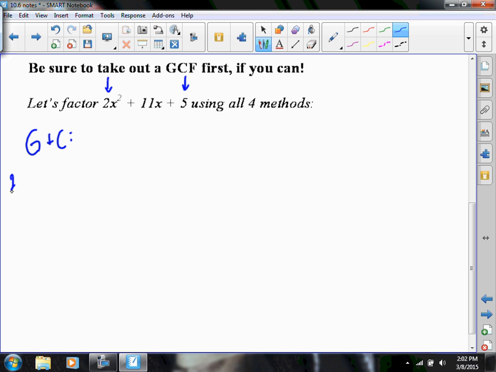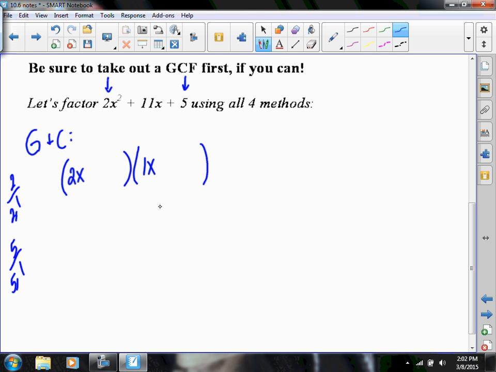The factors of 2 are just 2 and 1, or 1 and 2. And the factors of 5 are just going to be 5 and 1, or 1 and 5. This one's not so bad because we don't have a lot of different combinations to try out. I'm going to set up my parentheses. If that 2 wasn't in that spot in front, I would just put an x and an x. But since a 2 is there, I have to do the 2x and a 1x. So I need to put the factors of 2 in front of those x's.